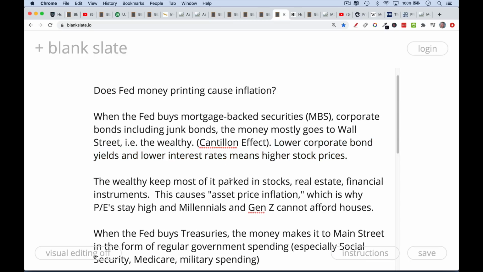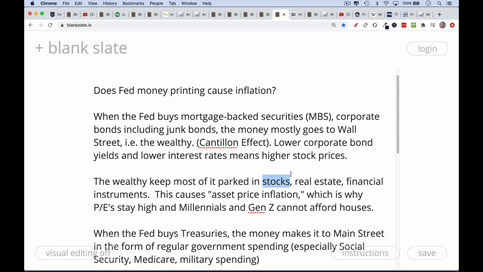Now, what do the wealthy do with most of this wealth? Well, you can only buy so many houses, so many cars, so many private jets, etc. And so most of it is still kept in financial assets. It's kept parked in stocks, maybe multiple homes, commercial real estate, and other financial securities and instruments. And what this does is cause what we've seen, which is asset price inflation.